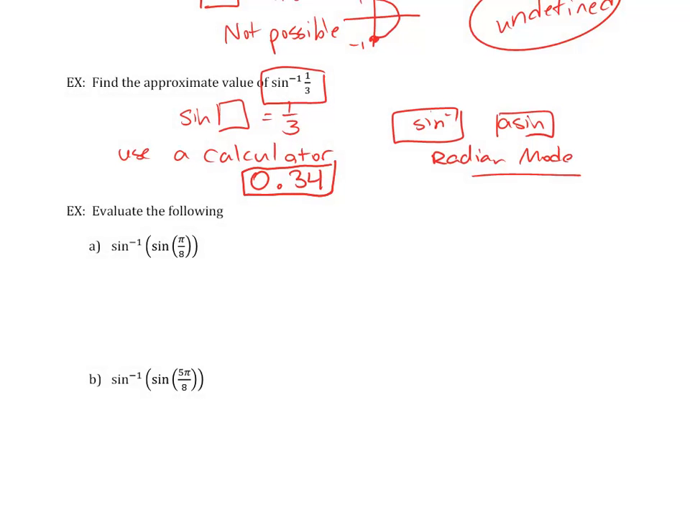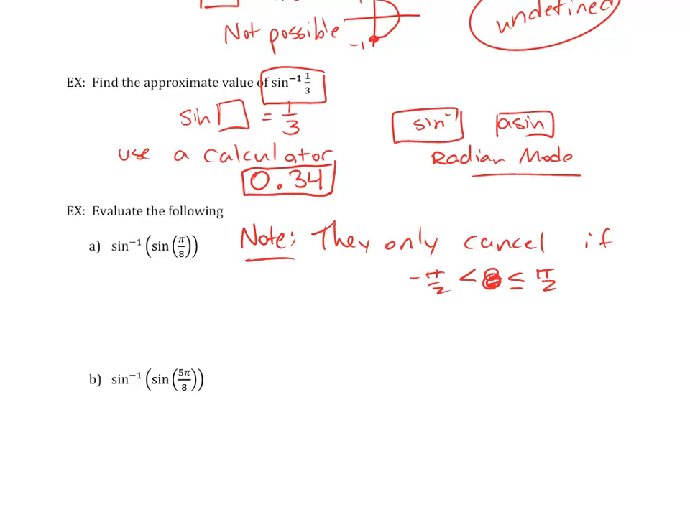On the next problem, we're asked to evaluate a composite function, meaning the sine inverse of a sine. Now, when you take a sine inverse of a sine, your intuition should tell you those things will cancel each other out. But note, they only cancel if theta is between -pi/2 and +pi/2. That's a theta, that is the angle, or I could have said x just as well in there. In fact, let's erase that.